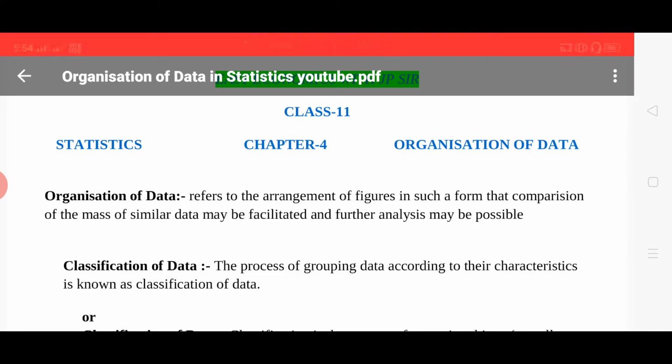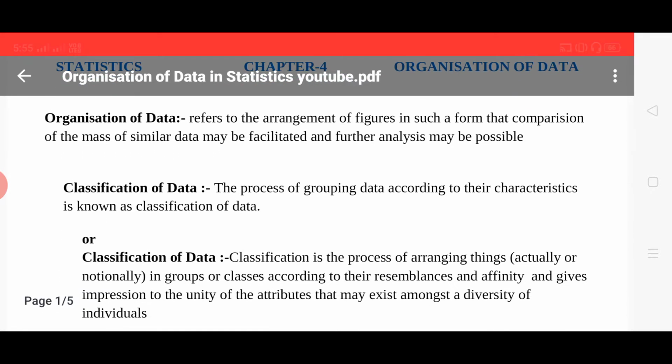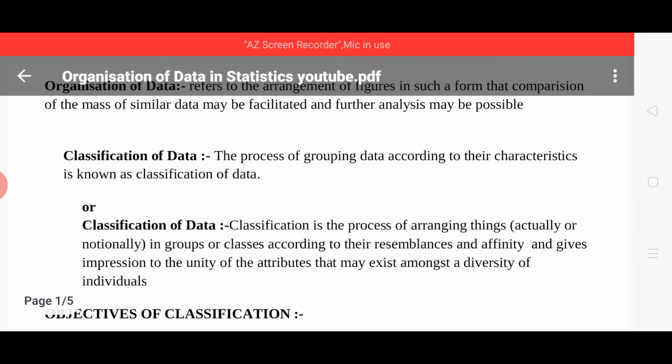When we collect data, it will be in raw form only, then we make it organized, so we call it organization of data. The process of grouping data according to their characteristics is known as classification of data. Basically, if we have the same characteristics, we can classify them into the same group.